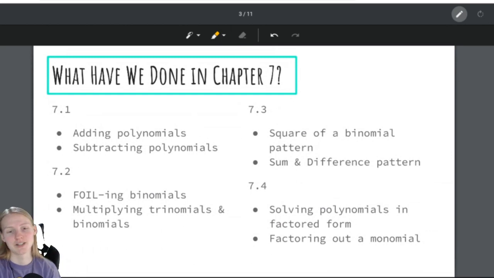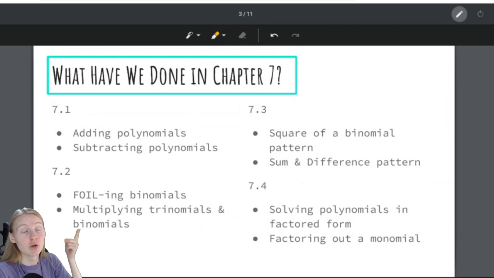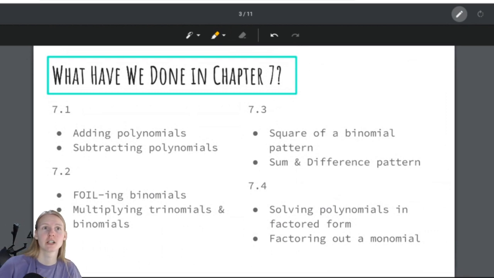What have we done in Chapter 7? We have added and subtracted polynomials. We have multiplied polynomials by foiling them and by distributing. That's with our trinomials and binomials. We learned some patterns. We learned the square of a binomial pattern and the sum and difference pattern. And then just recently we learned how to solve polynomials in factored form, and we have factored out a monomial. That's what we did in the entry task. Factored out a monomial to solve polynomials in factored form.